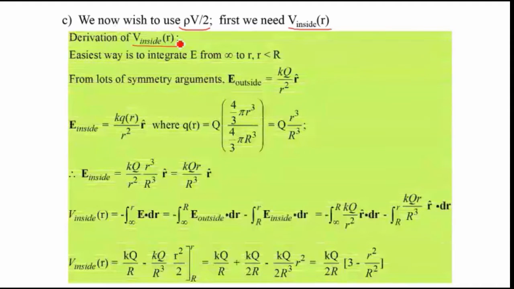First, I want to just redo the derivation of V inside, and I'll do that quickly because we've done this before. The easiest way is to integrate the E field from infinity to little r, where r is less than capital R. From lots of symmetry arguments, we still have the fact that E outside is equal to this, and E inside is equal to k q sub r over r squared in the r hat direction. So this is actually the way you start to derive the V that we used last time. This is putting all of this charge at the center of the sphere and just calculating E.